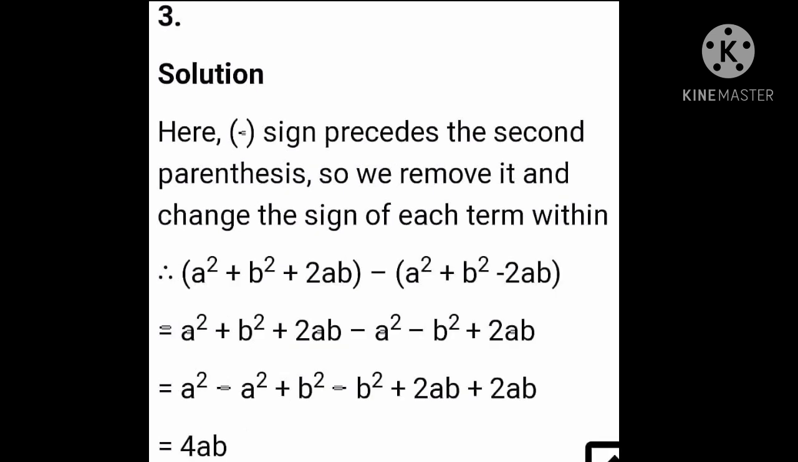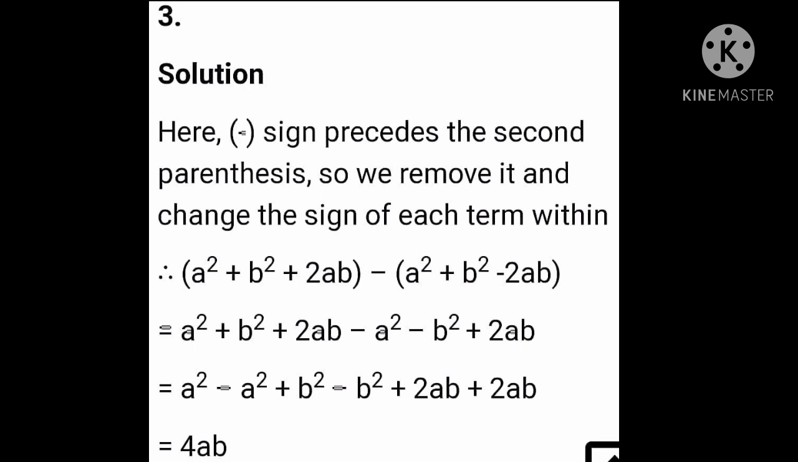Question number 3. a square plus b square plus 2ab in bracket minus a square plus b square minus 2ab in bracket. So again here the negative sign precedes the second smaller bracket, so we remove it and we change the sign of each term within. So we write it again as a square plus b square plus 2ab minus a square, plus into minus is minus, minus b square, and minus into minus is plus, plus 2ab.